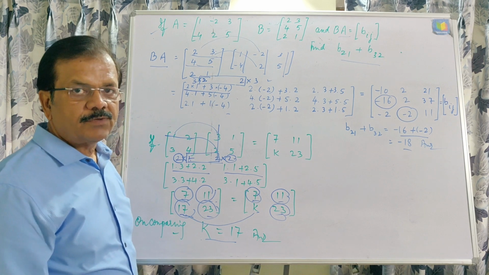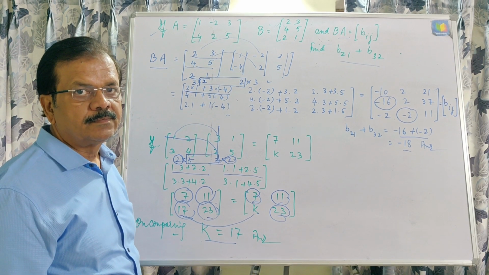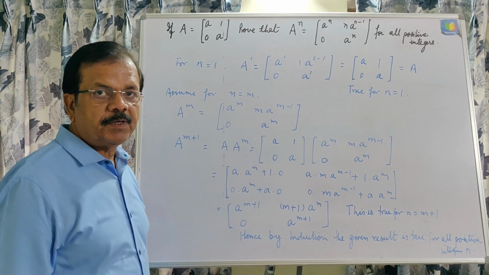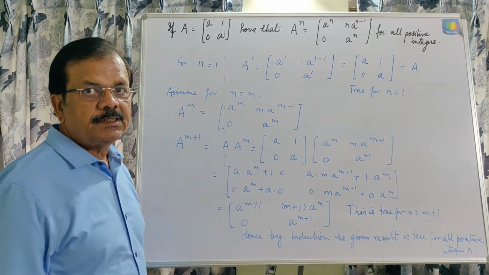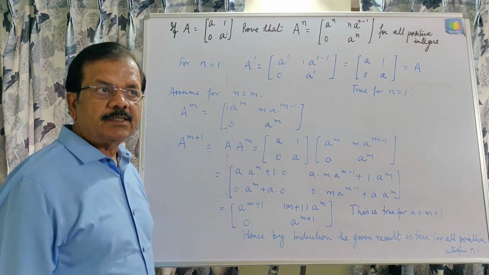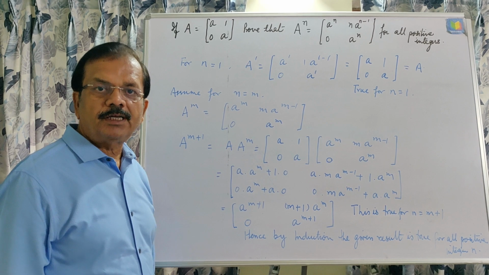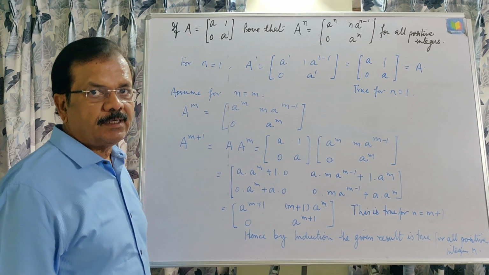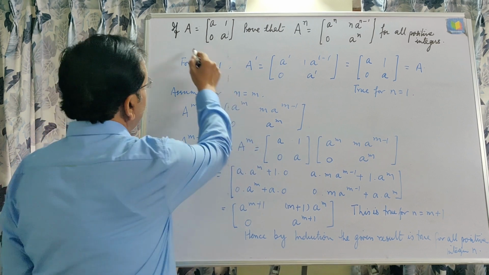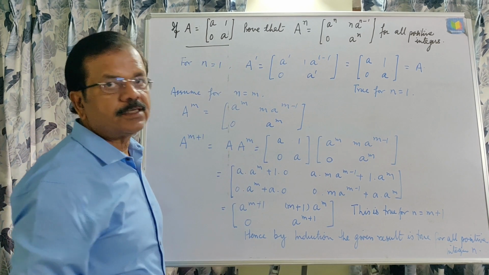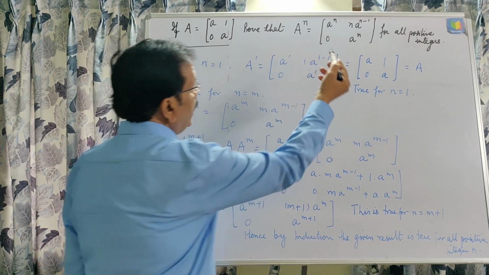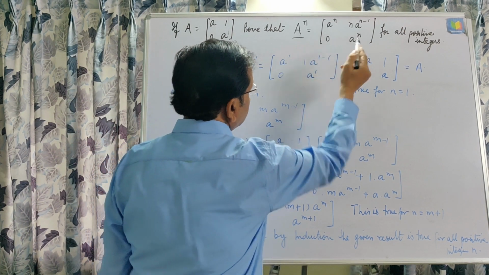Okay. Now next question. There are certain questions in matrix multiplication in which we use the induction method, that is mathematical induction, that you already studied in class 11. Now, the same type of question here. You are given the matrix A equal to [[1, 1],[0, 1]] with a. Prove that A to the power n is this much.